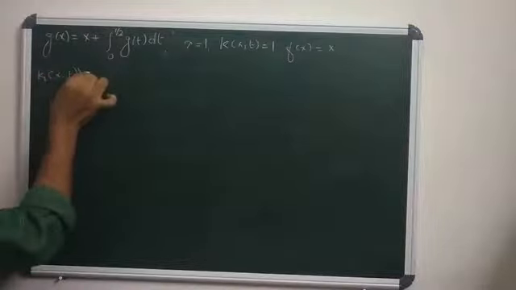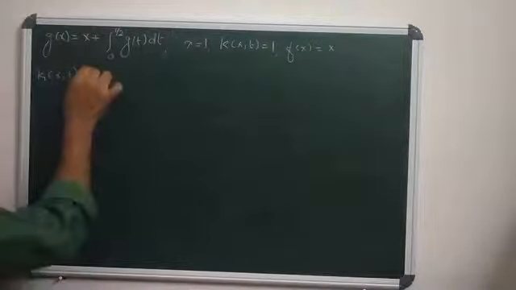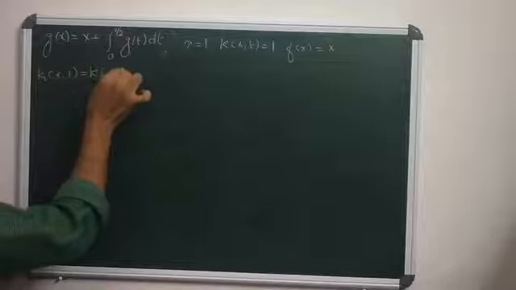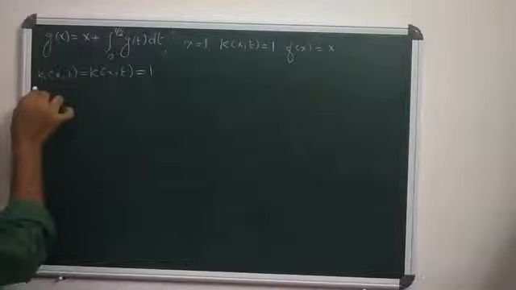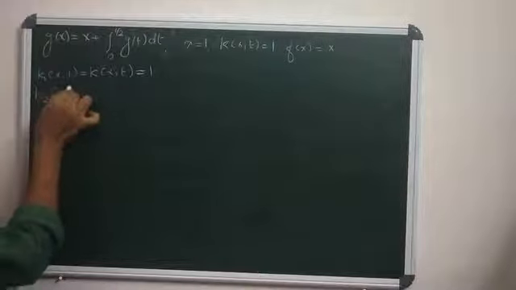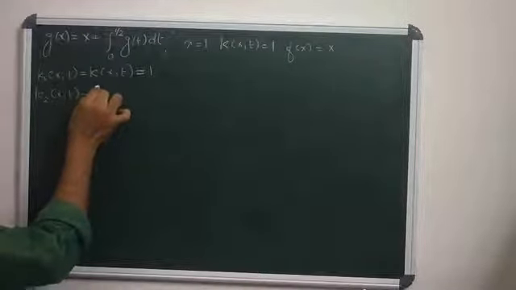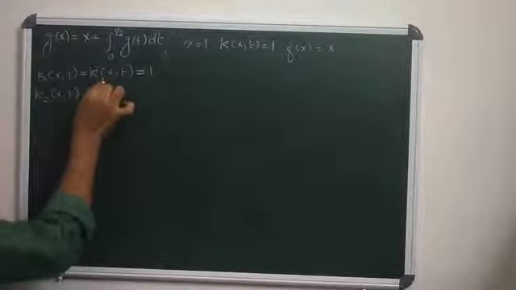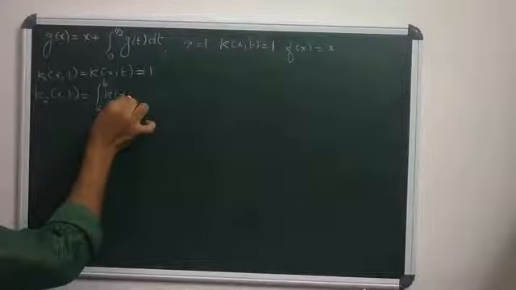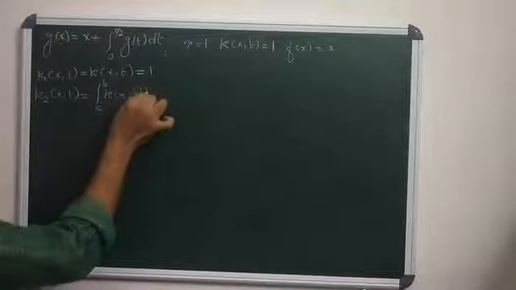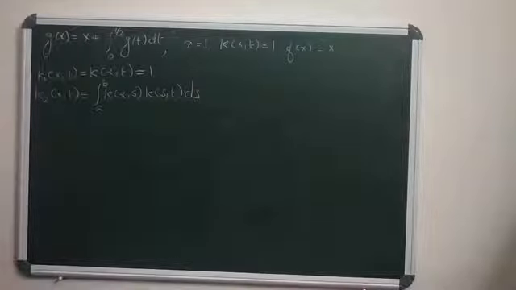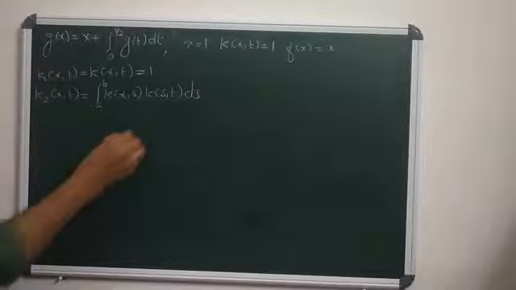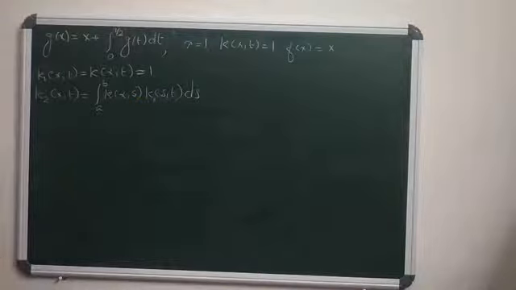Then for the iterated kernel, what is k1(x,t)? We know that k(x,t) equals 1, so k1(x,t) equals k(x,t). So it is 1. Agree? K2(x,t), what is K2(x,t)? K2(x,t) equals integral a to b k(x,s) k(s,t) ds.